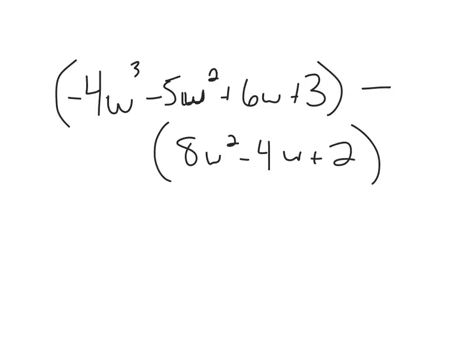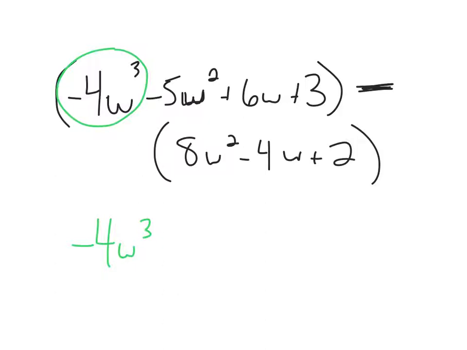Okay, so the only difference between the addition and subtraction of polynomials is we're just subtracting. When we have those like terms, we're subtracting the like terms. So once again, since there is negative 4w to the third, there isn't another w to the third to combine that with. So I'm going to just leave that down here on its own. I don't have anything to subtract from it, so I'm going to leave that alone.